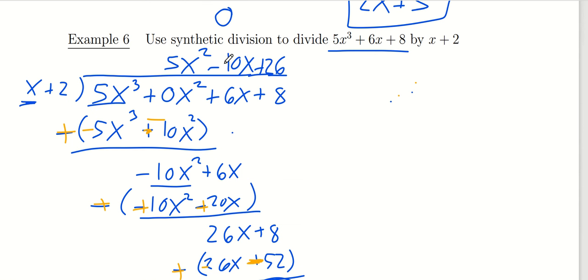So our final answer, the quotient is 5x squared minus 10x plus 26. And then we can do plus remainder over divisor.